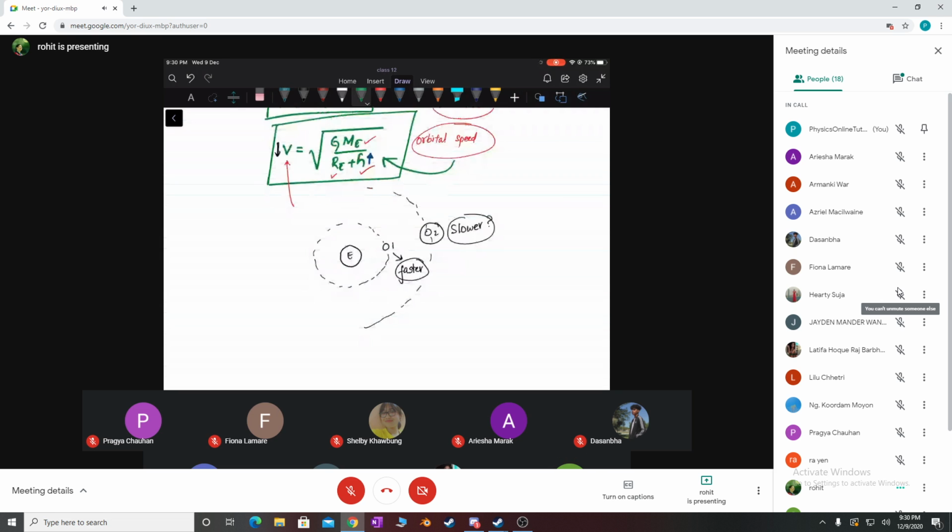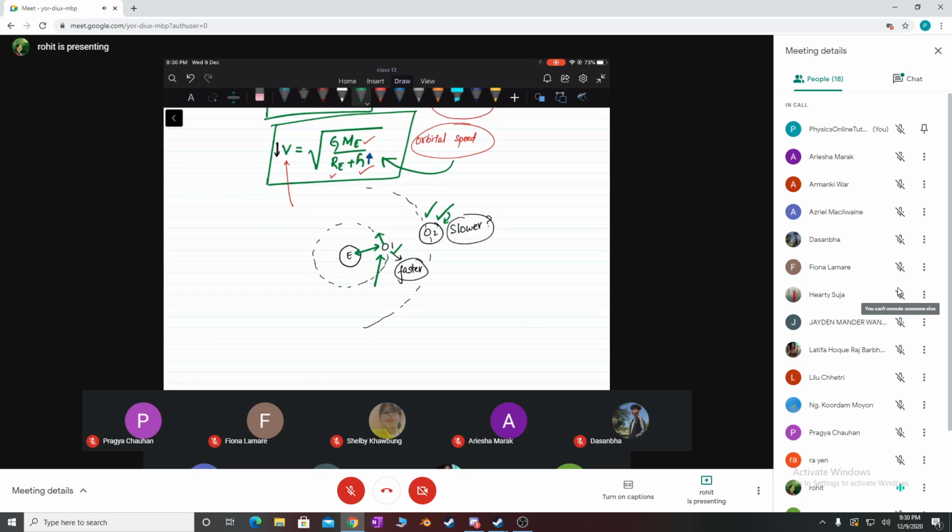Because see, this satellite is very close. It is going to experience more gravitational force. Indirectly, it is going to experience more centripetal force. But this satellite is very far. It is going to experience less gravitational force, and it is going to experience less centripetal force. That's why this satellite is going to run slower and this is going to run faster. Okay, I hope you understood what I said just now, guys.